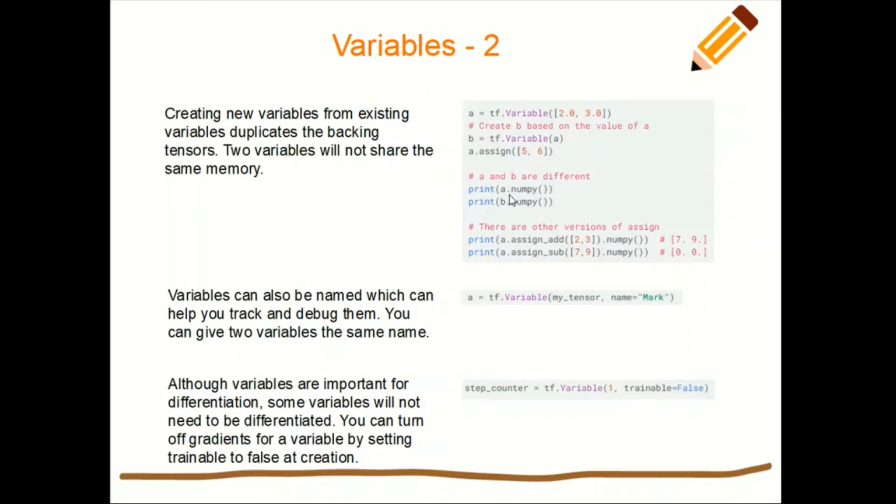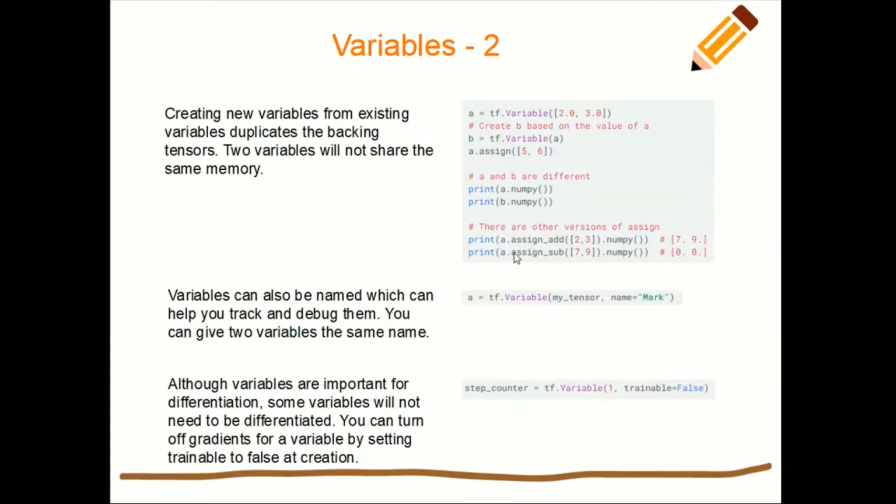So if we print these, we will get 2 and 3 initially when it was created. But now when we do this a.assign 5 6, the variable a is going to get updated, but the variable b will still have the values 2 and 3.